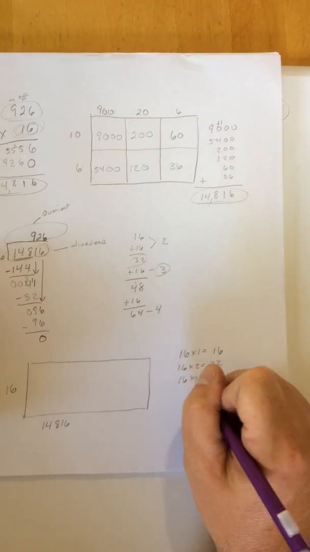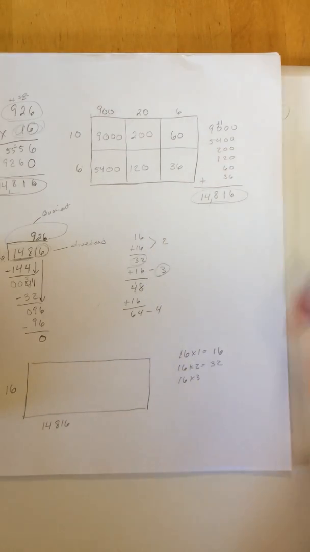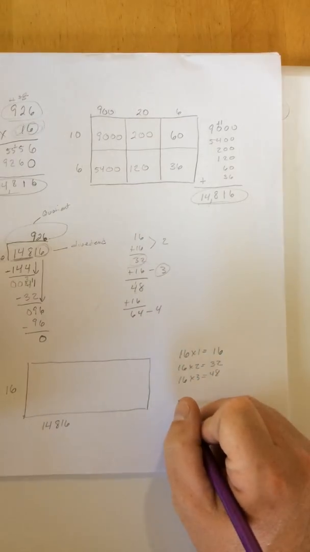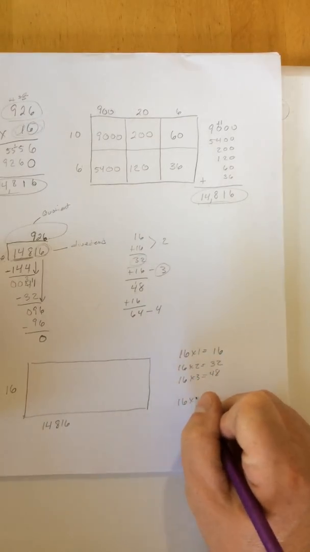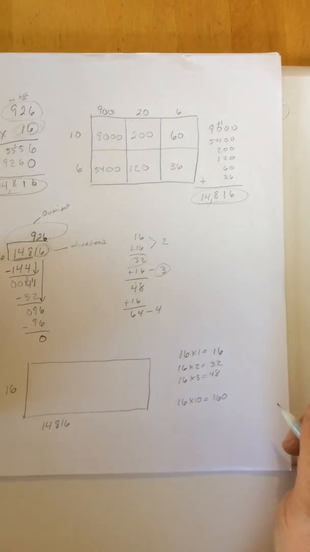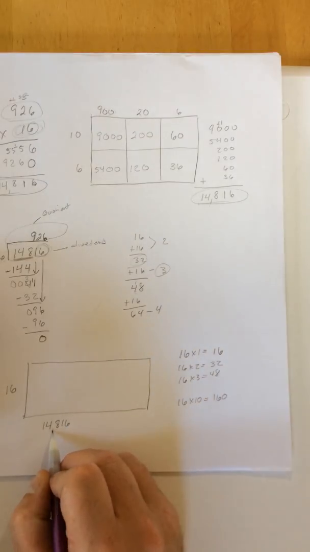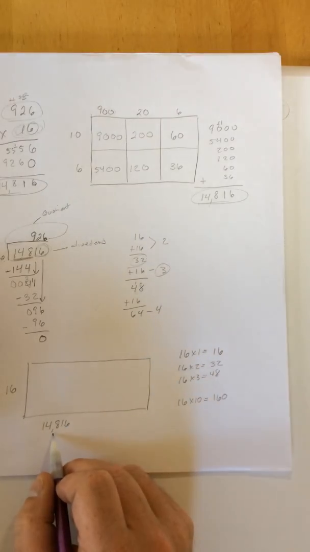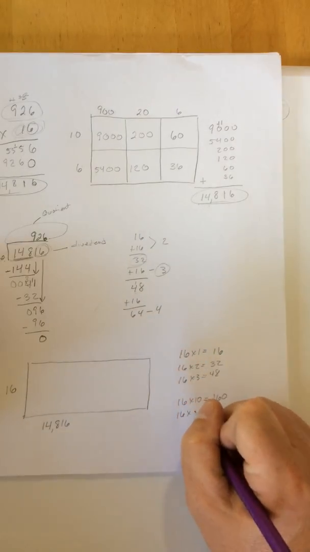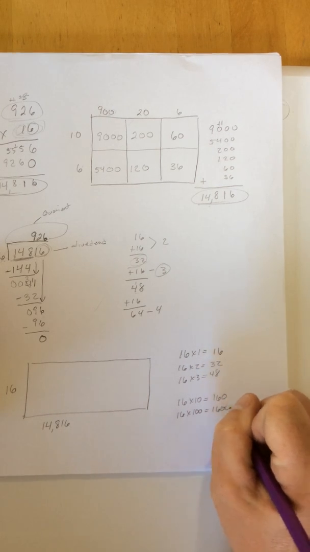We had 16 times 3 because we did some addition and some guess and check up here, so we might as well use it. It's 48. And then I'm going to leave a little space, and I'm going to say 16 times 10 equals 160. Now, if you look, we're working with a really big number, 14,816. So we're going to have to be able to bring this down. So maybe on this one, I'm going to multiply 16 times 100, and I'm going to get 1,600.